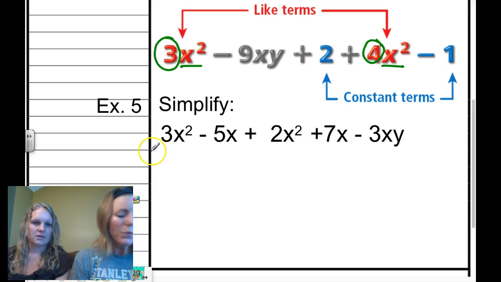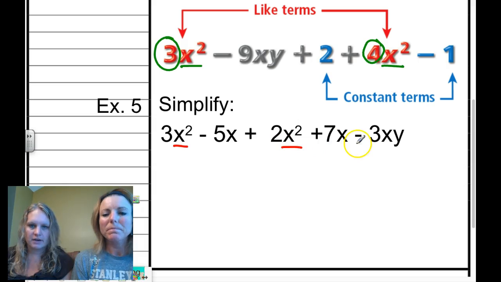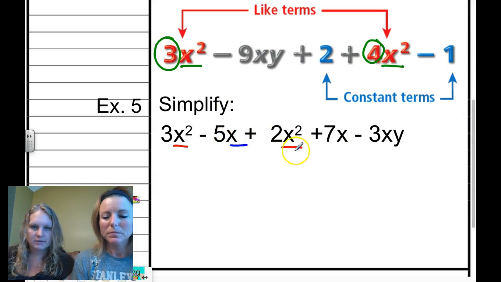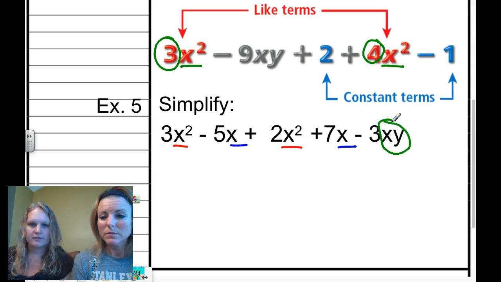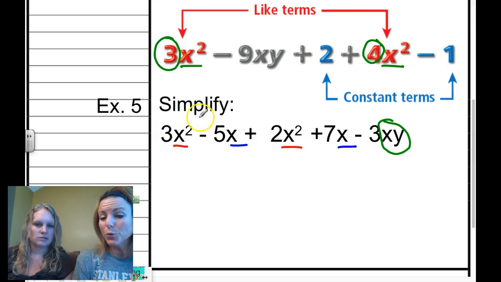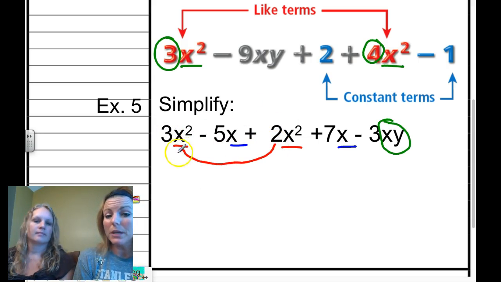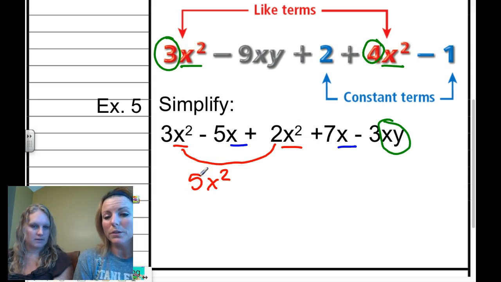I'm going to go through first, and I'm going to look at things that are the same. So I see that this is an x squared, here's an x squared. That's all my x squareds. Now I've got an x. Here's an x. And xy is different, so my xy is by itself. And we color coded it for you. So we notice that 3x squared and 2x squared have the same x squared variable. So we're going to add 3 plus 2, which is 5. And x squared stays x squared. We just bring it down.